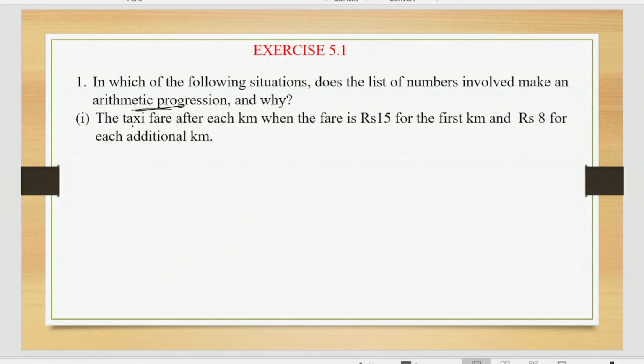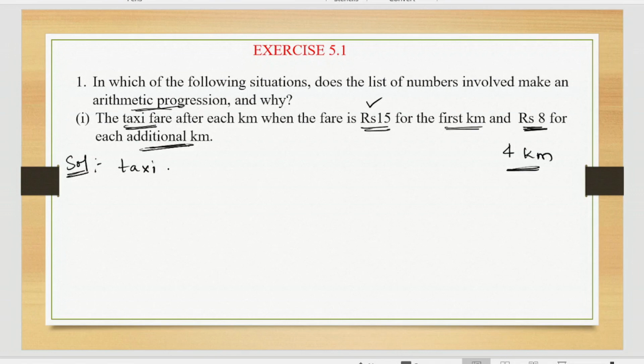So see here, the taxi is charging us rupees 15 for the first kilometer and rupees 8 for each additional kilometer we travel. For example, if you want to travel for 4 kilometers, for the first kilometer he will be charging us rupees 15 and after the first kilometer, for every kilometer he will be charging us rupees 8. So let us solve the question.